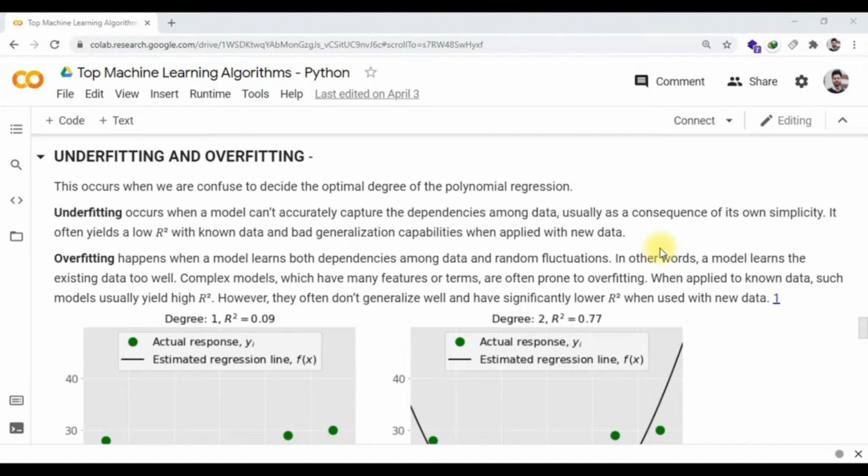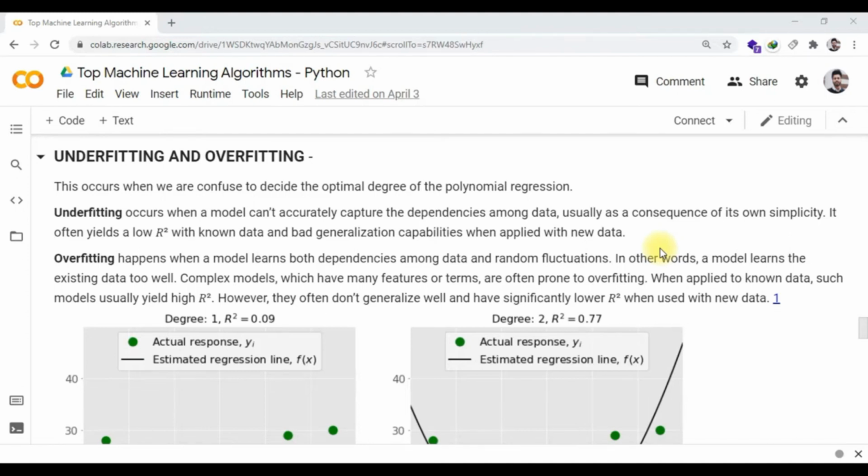Underfitting occurs when a model can't accurately capture the dependencies among data, usually as a consequence of its own simplicity. When the model is underfitting, it does not work well on its known data as well as its unknown data. It does not work well on any of that data, and it will yield the lowest R-square value. So that is the underfit condition.